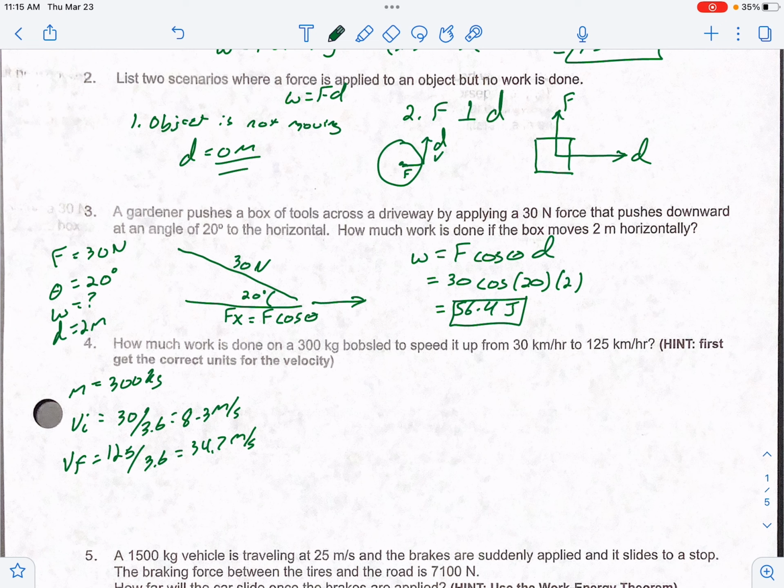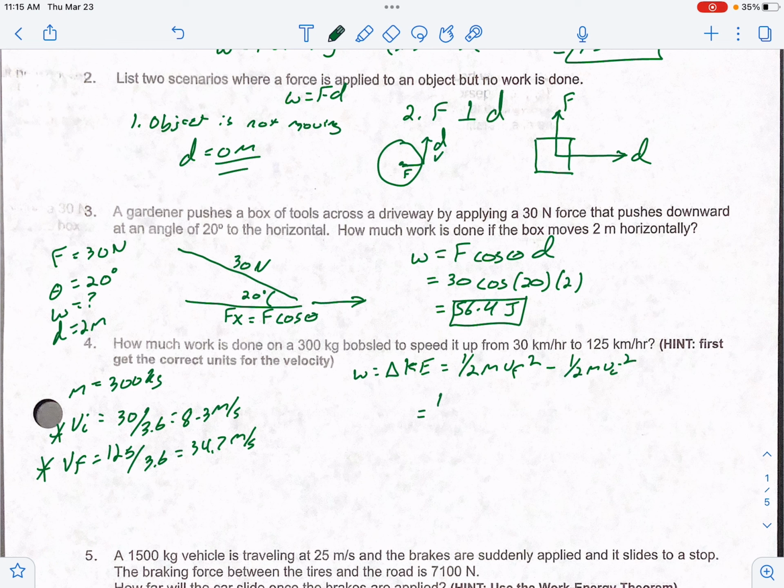Okay, so how much work was being done? Remember we said we have two velocities, so there's a dead giveaway. We're going to use that one equation we talked about: work equals change in energy. It can also equal change in kinetic energy. So when you have two velocities, get really used to using this one. It's 1/2 m v final squared minus 1/2 m v initial squared.